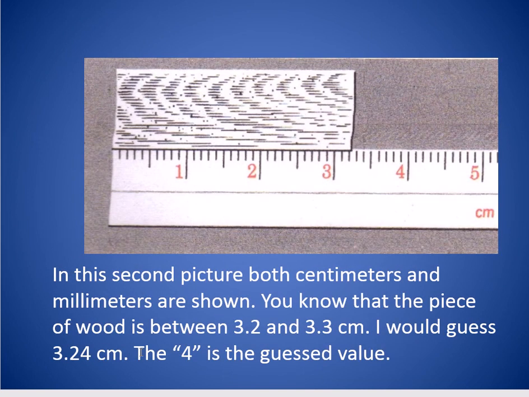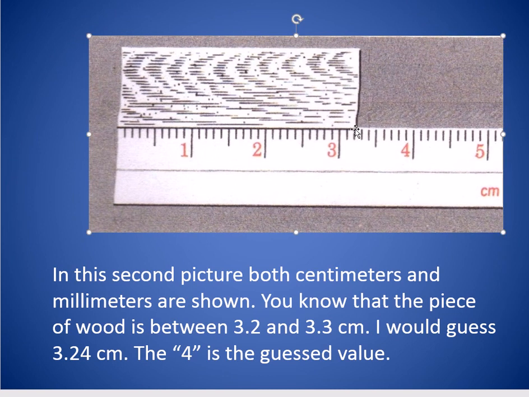Now let's do another one where the accuracy of our measuring device is a little better, because you can see that I've got now 10 little increments between my centimeters. Those are called millimeters. So what I can do now is say, okay, this piece of wood is 3.2 centimeters, but it's a little bit more than that. I've got to look at my wood and estimate where the end value is, and I'm going to say it's 3.24 centimeters. Again, the 4 is my guessed value.